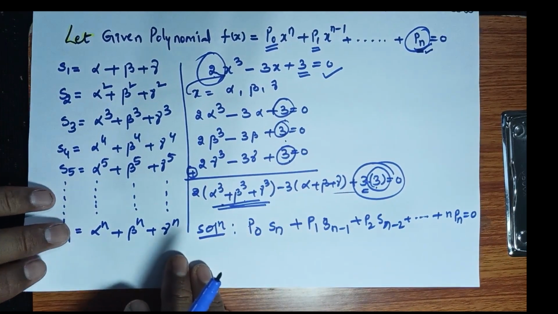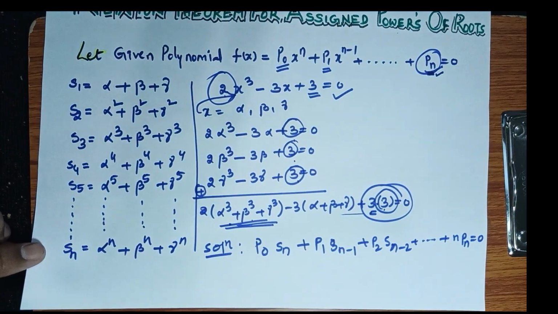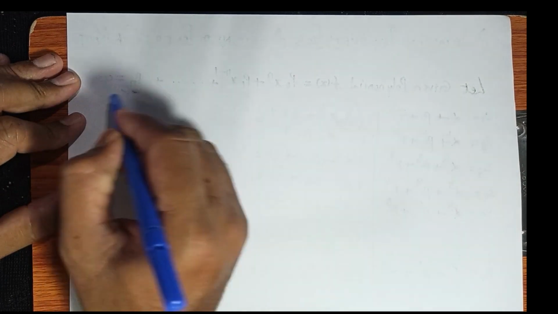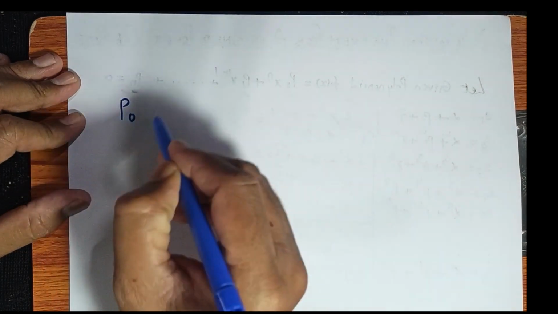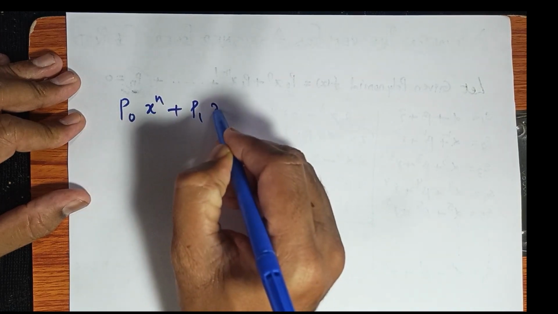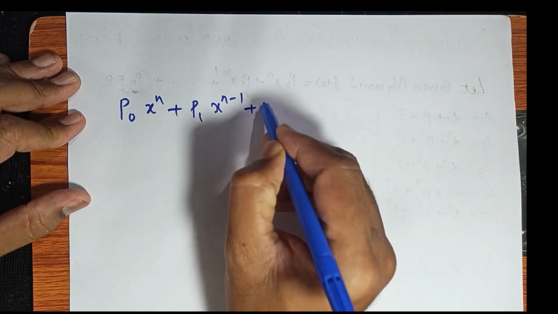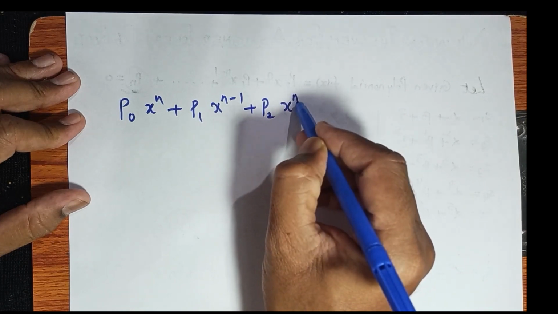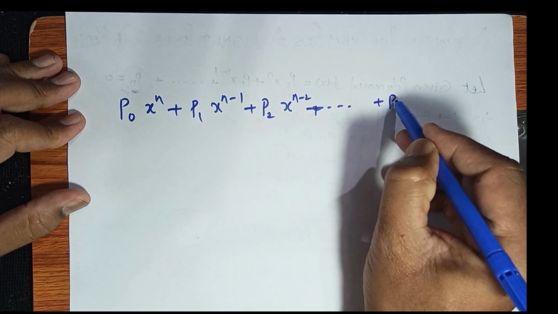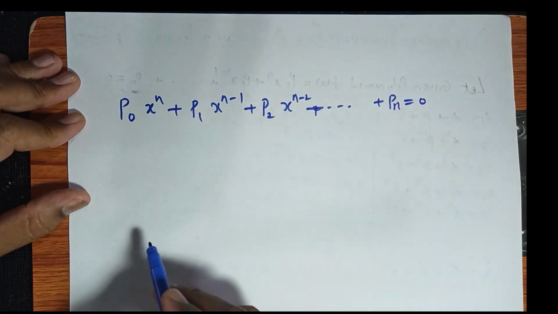Finally, what you can take here is the polynomial P naught x power n plus P1 x power n minus 1 plus P2 x power n minus 2 and so on, plus Pn is equal to 0.